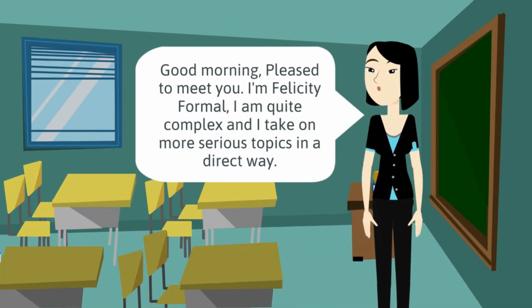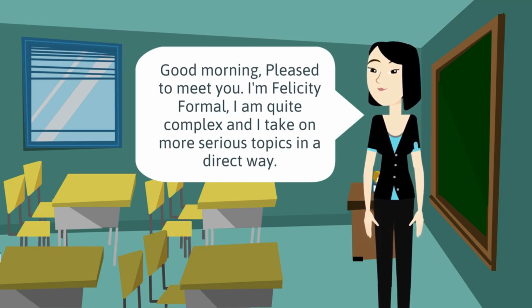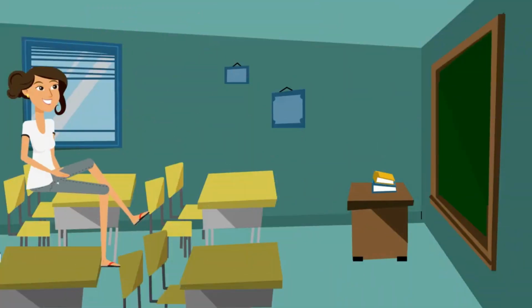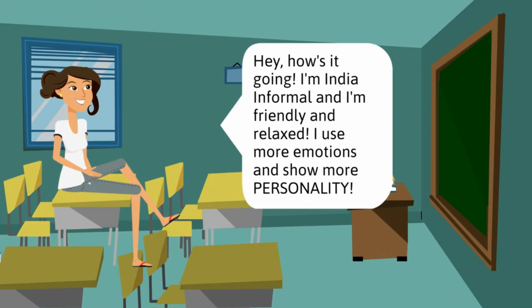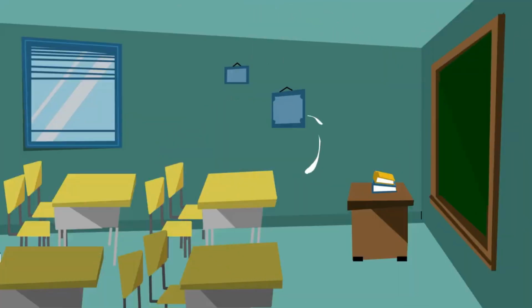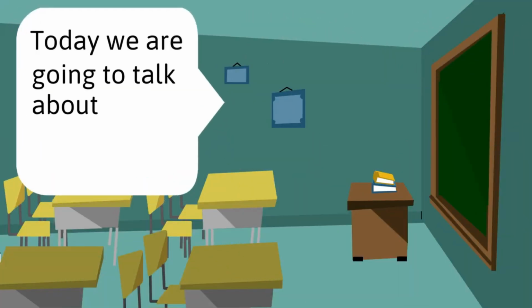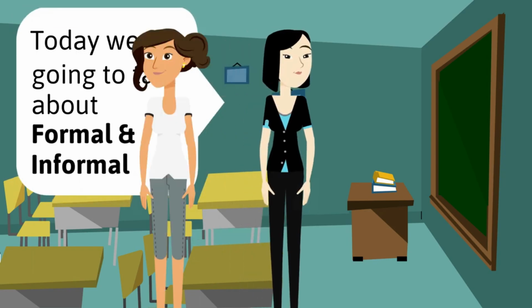Good morning, pleased to meet you. I'm Felicity Formal. I'm quite complex and I take on more serious topics in a direct way. Hey, how's it going? I'm India Informal and I'm friendly and relaxed. I use more emotions and show more personality. Today, we are going to talk about formal and informal.